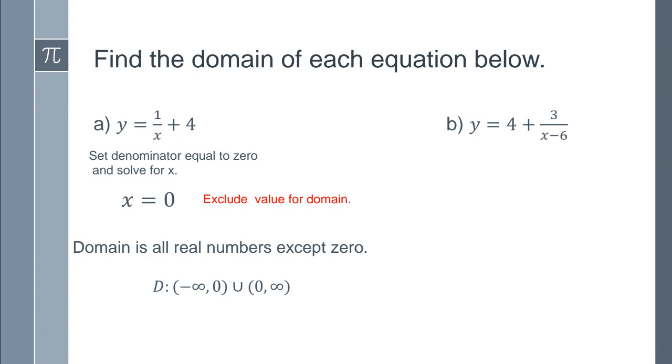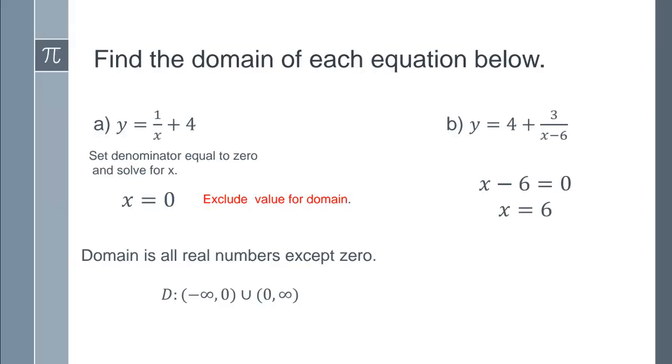Now let's look at B. We can also say that this problem has a fraction, but it's not just x by itself. It has x minus 6. So if you don't see it, you would want to solve for a value that we would put into x that might give us 0. So if you don't see it right off the bat, set the denominator, x minus 6, equal to 0, and solve. If we add 6 on both sides, that means x is equal to 6.